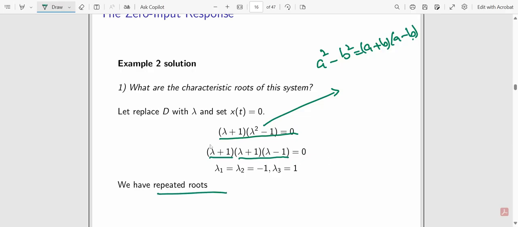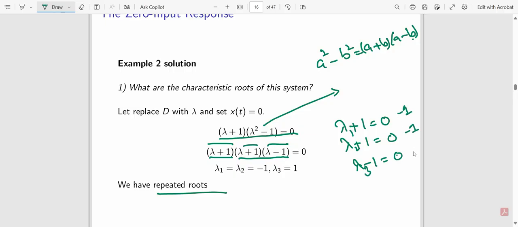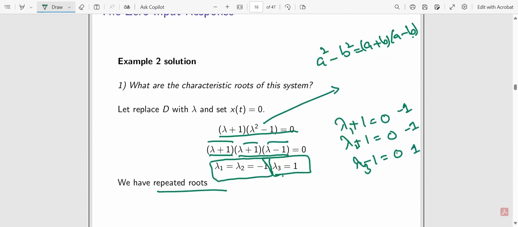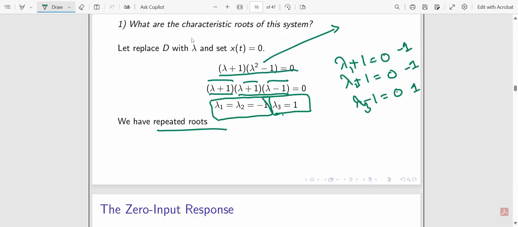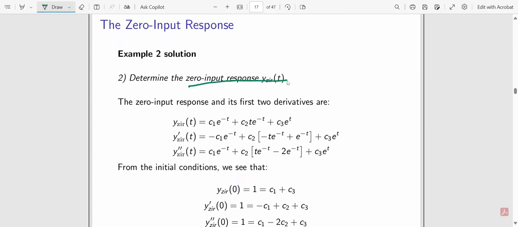So if we have this part plus 1 equal to 0, then this part plus 1 equal to 0, then this part minus 1 equal to 0. If we see here 1, 2 and 3, we are getting minus 1 and plus 1. So it means lambda 1 and lambda 2 are equal to minus 1 and lambda 3 is 1. After finding these repeated roots, the characteristic roots of the system that we needed to find, we are now moving towards determining the zero input response.